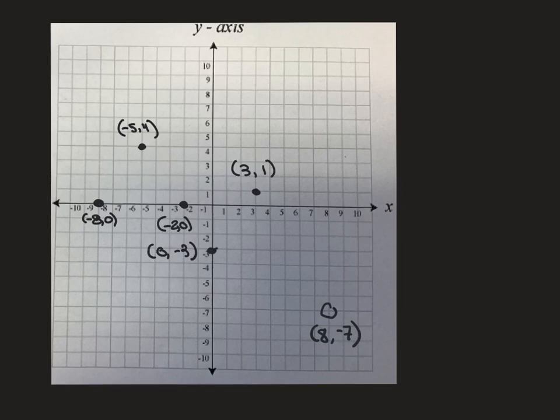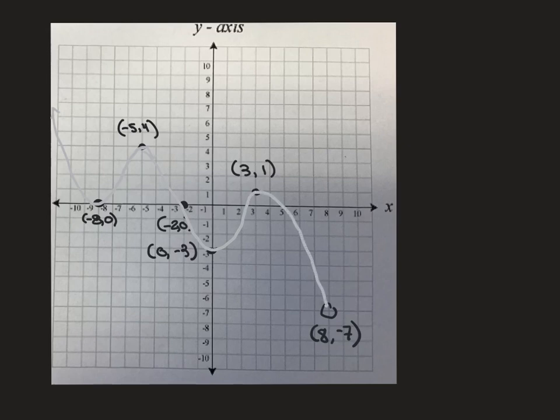So I'm going to start way up in the sky, and I'm going to come down to -8. So I'm going to start way up here, come down to -8, up to the -5, 4, through -2, 0, down to the 0, -3, and I'm going to hop back up to 3, 1, and then down to my open circle.